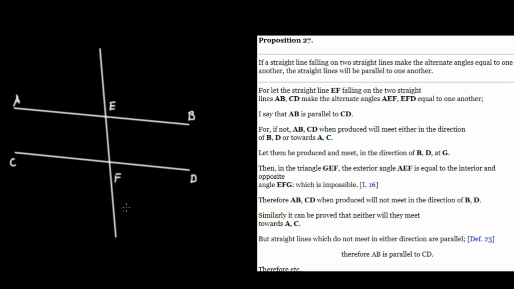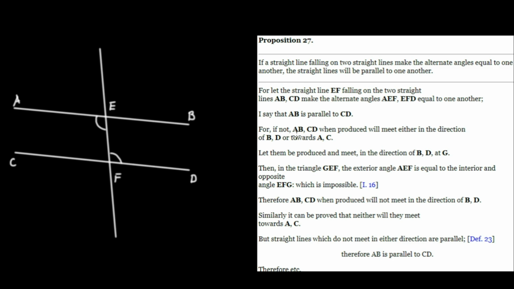So the claim is that if the alternate angles AEF and EFD are equal to one another, then AB is parallel to CD. That is to say, on neither of these two sides will these two lines meet. And we're going to prove this by supposing that they do meet on one of these two sides.